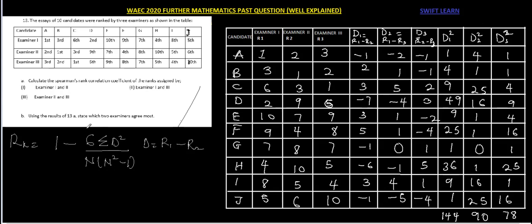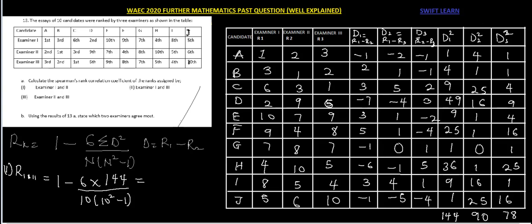So we are almost done with everything. That's the good thing about this. Let's get for our question now. Let's get the Spearman rank of the examiner 1 and 2. That will be 1 minus 6 times summation of d squared, which is 144, divided by, what is your n? Your n is the number of candidates. The number of candidates we have is 10. That's 10 bracket 10 square minus 1.